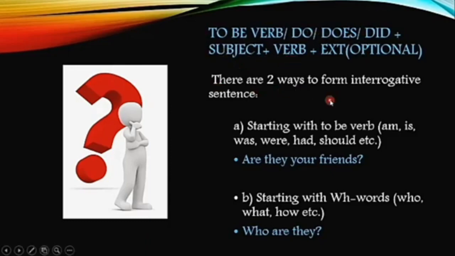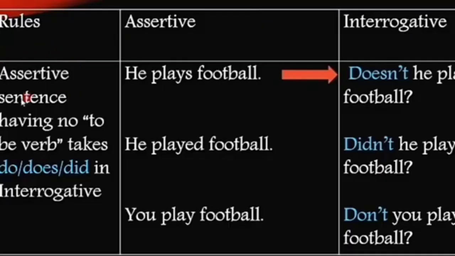There are two ways to form an interrogative sentence. Number A, starting with a to be verb. For example, am, is, are, was, were, have, has, had, should, might, etc. For example, are they your friends? Here you can see the auxiliary verb are has been used at the beginning, then comes the subject and then the other words of the sentence. Number B, starting with WH words. We can also make questions by using WH words. For example, who are you? Or how are you?